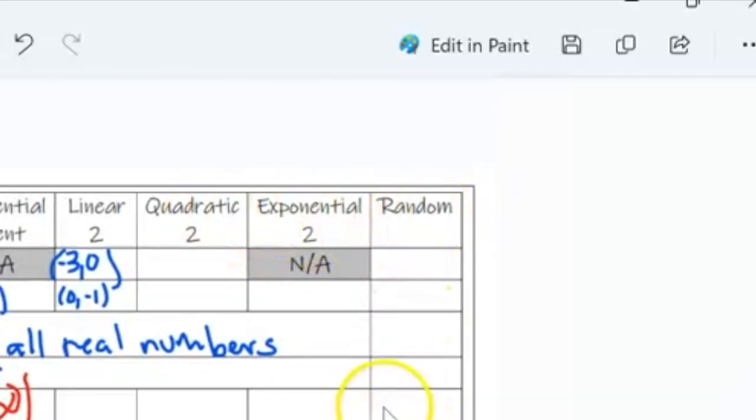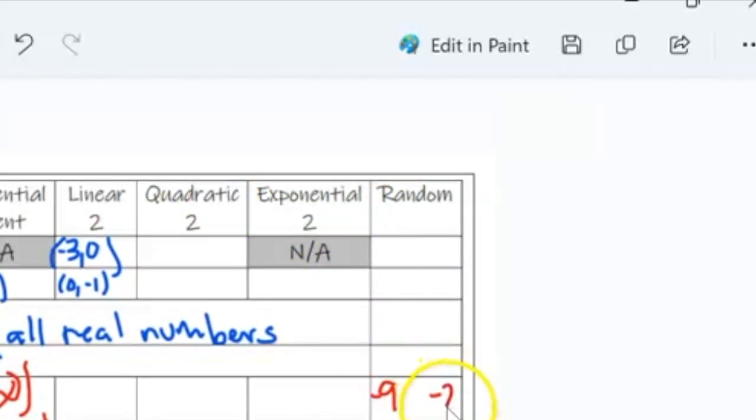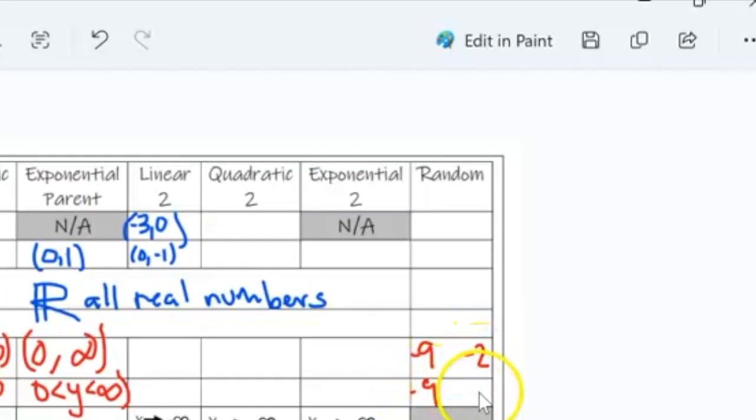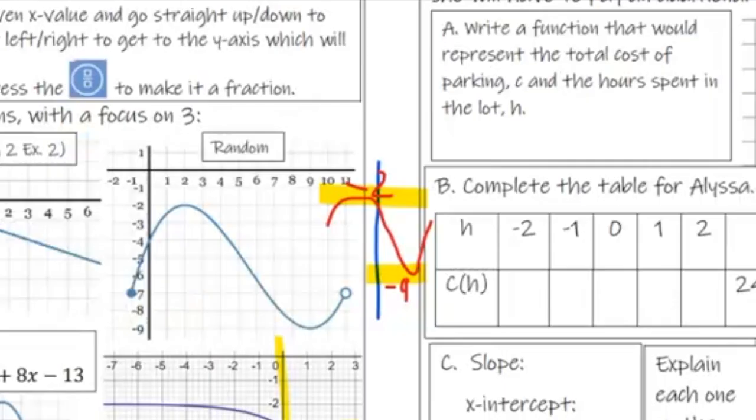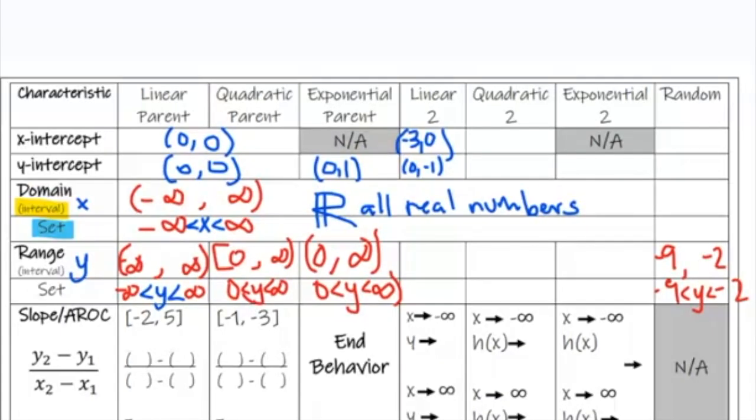So this is the random one. -9, space, -2. I'm looking at range, so my letter is Y. Okay, then I'm going to put my two inequalities, and now I need to decide whether it's open or closed. Okay, so let's take a look at it. The -9, the bottom right here, is it defined? Yes. If the bottom had an open circle, it would be not defined. So this is defined, so then it is closed. My representation for interval notation is going to be a closed bracket. For set notation, it's going to be with the equal sign. So I'm going to put a closed bracket right here and an equal sign right there.